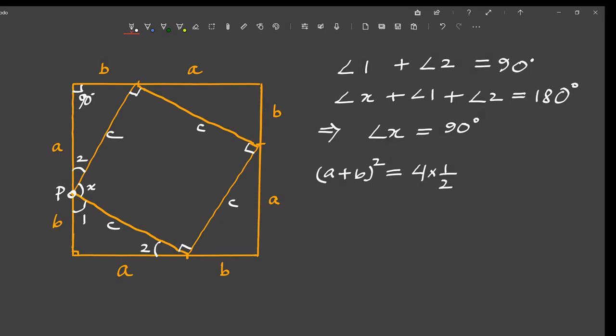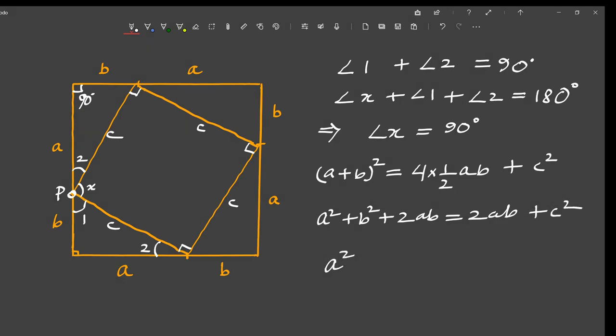Because the outer triangles are identical, the inner quadrilateral must have equal sides. Let us call this c. So the total area of the outer square is a plus b the whole square. But this must be equal to the sum of the area of the 4 inner triangles plus the inner quadrilateral. The inner triangle's area is half ab and there are 4 of them. So this must be equal to 4 times half ab plus the inner quadrilateral, which is a square whose side is c, so it is c square.